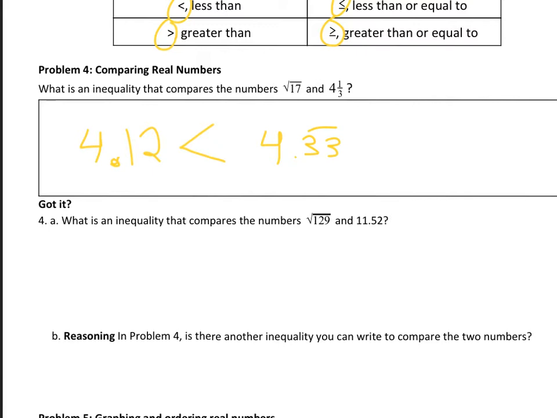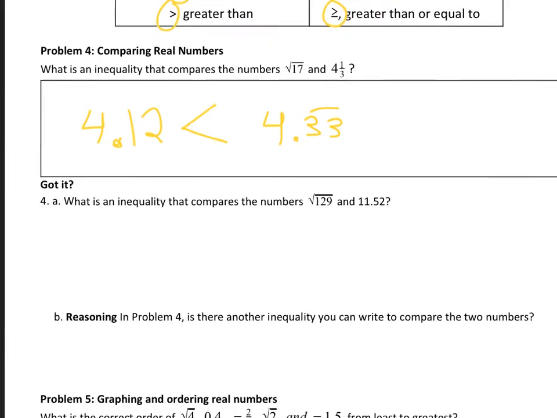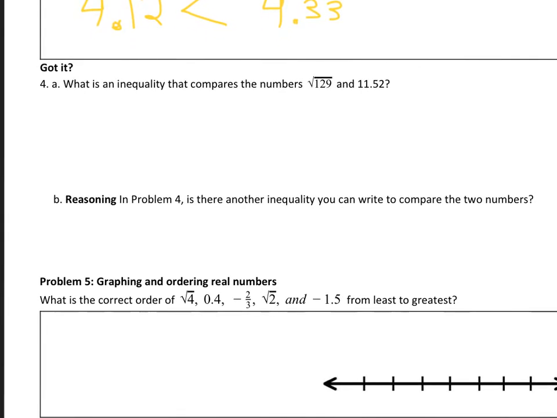I like to just get two numbers to look like the same thing, to both be decimals if I can, and then I compare them. And that's pretty much it for comparing real numbers. So in the got it, go ahead and try it, wait a few seconds, pause the video, and then I'll show you my solutions. Okay, so I've got my solutions up there for this first got it in this video. All I did, I punched square root of 129 into my calculator. I got 11.36. So I can tell myself that is definitely less than 11.52 or 11 52/100ths.